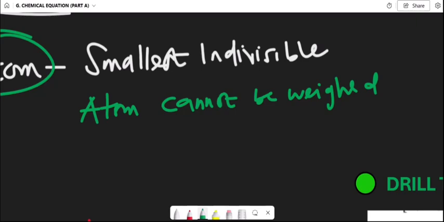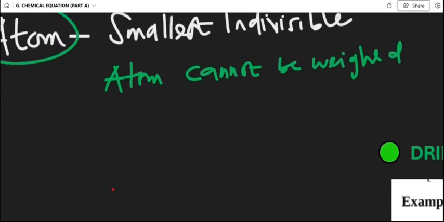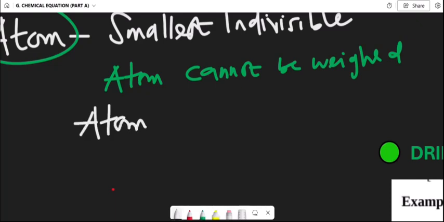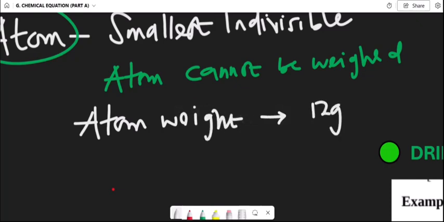Because of that, the best way to measure the weight of an atom is to compare the weight of that atom to what we refer to as the carbon-12 isotope. So the weight of an atom is compared to 12 grams of the carbon-12 isotope.